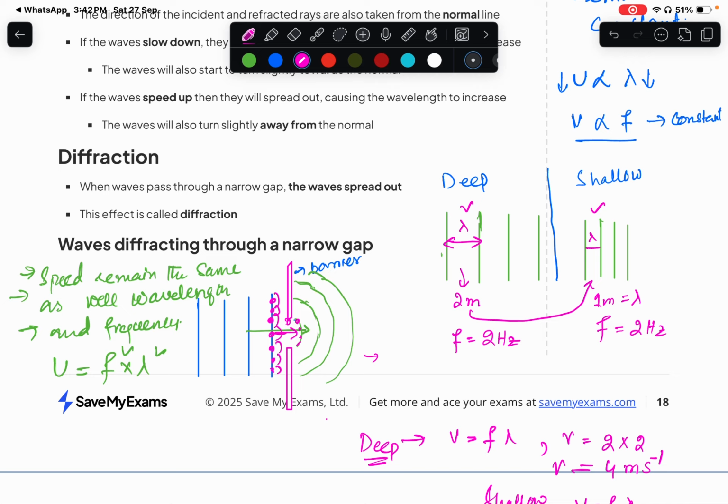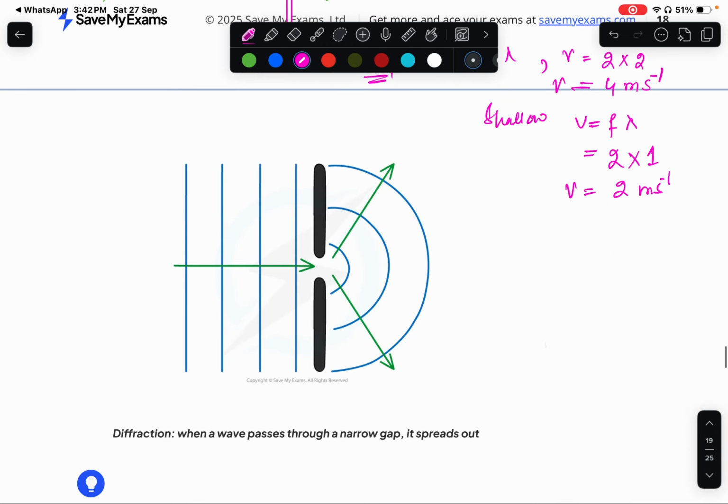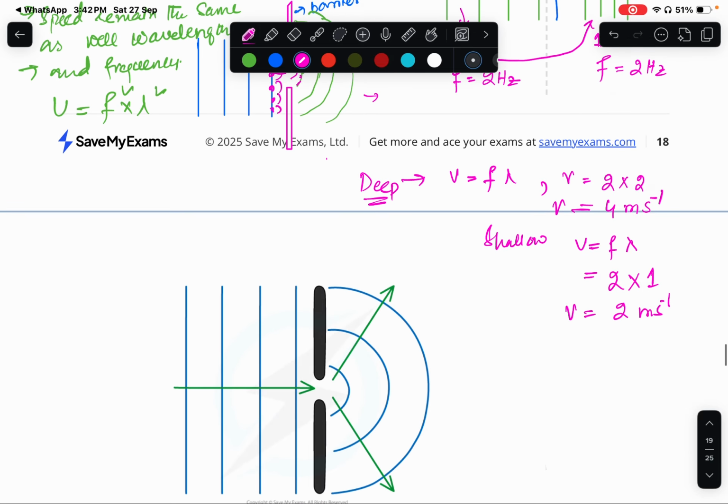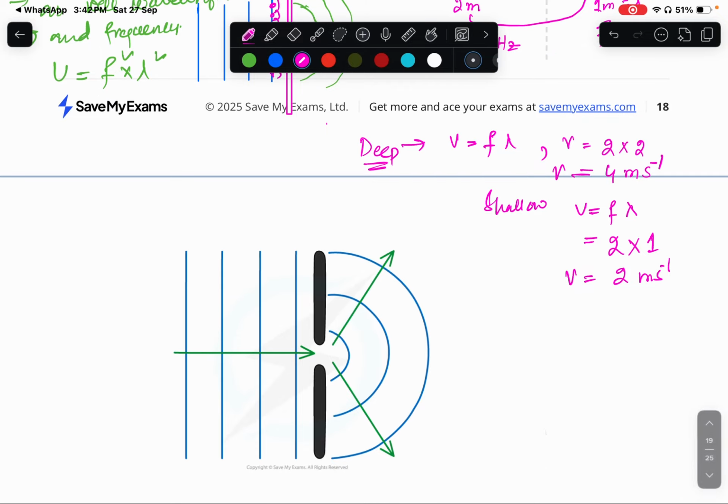So this is what happens during diffraction. In diffraction, when waves pass through a narrow gap, the waves spread out. Okay, this is a simple definition for 1 mark. And this effect is called diffraction. All right, let's see how the bending or the spreading of waves will be affected if we are increasing or decreasing the gap. You can see over here, this gap between the barrier is very small, and you can see more bending.